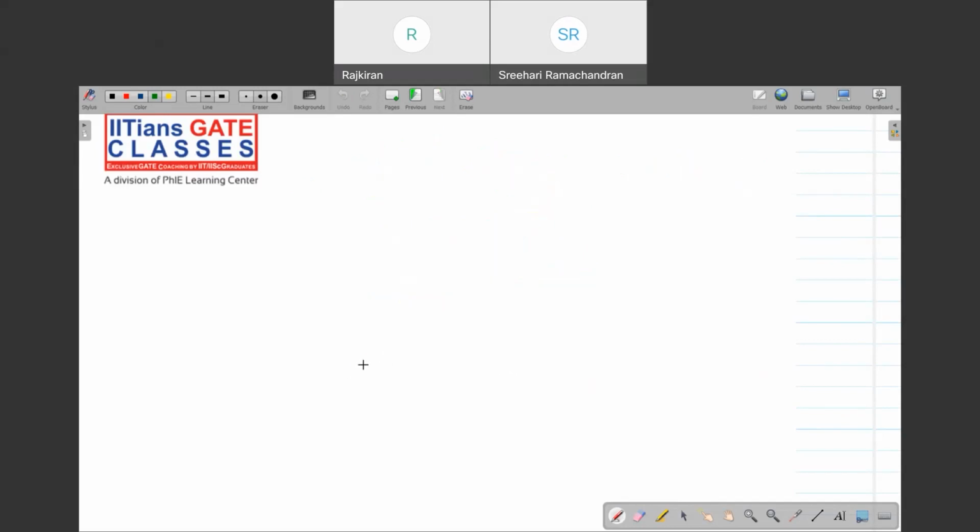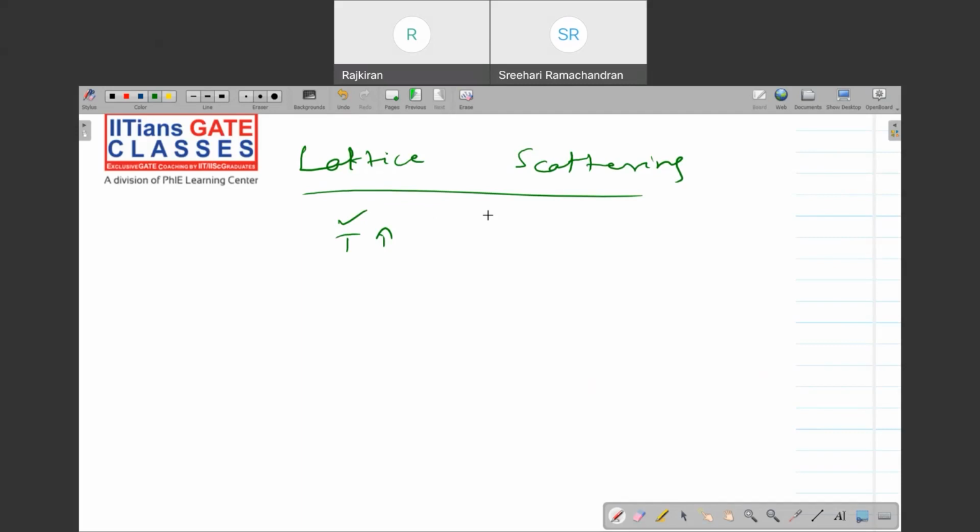What is another thing called? Lattice scattering, right? Lattice scattering is nothing but a vibrating atom. Atoms are vibrating, so whenever a carrier meets a vibrating atom, they will scatter. If temperature increases, what will happen? The atoms will vibrate more. When they vibrate more, definitely the carrier will have more collision. If you increase temperature, the lattice will vibrate, and the chances of collision are more.